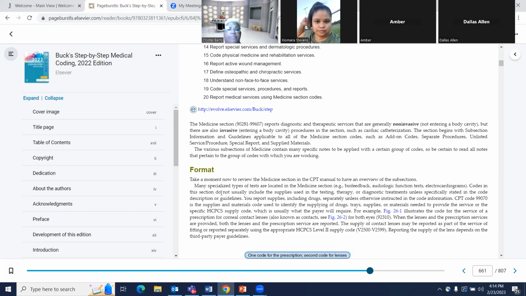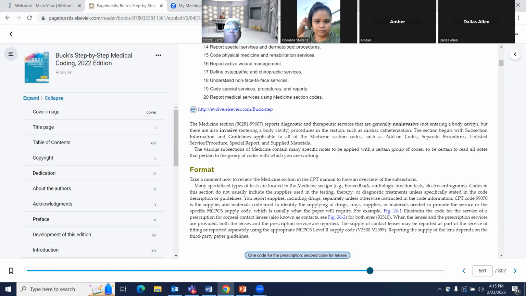So the format. Take a moment now to review the medicine section in the CPT manual to have an overview of the subsections. On page 719 in your book, they're giving you all of the subsections in the medicine section. Many subsections are on page 713. I'm sorry, Amber. The subsections are on page 713. Thank you. So the subsections in the 2022 manual are on page 713. That's where you will find the subsections for the medicine section.